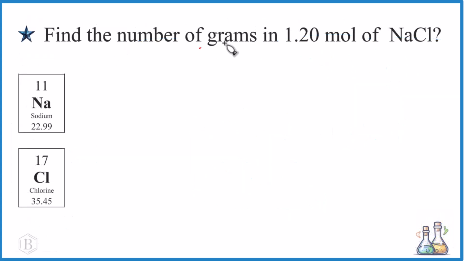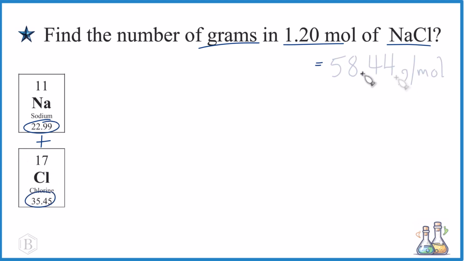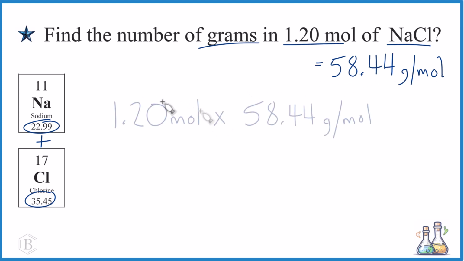Find the number of grams in 1.2 moles of NaCl. We're given our moles here, we're looking for grams. Pause and do this one. So here we have 1 sodium and 1 chlorine, so we just add these 2 numbers together. That'll give us our molar mass, which is 58.44 grams per mole. Now we multiply 1.20 times the molar mass. That'll give us grams, like this.